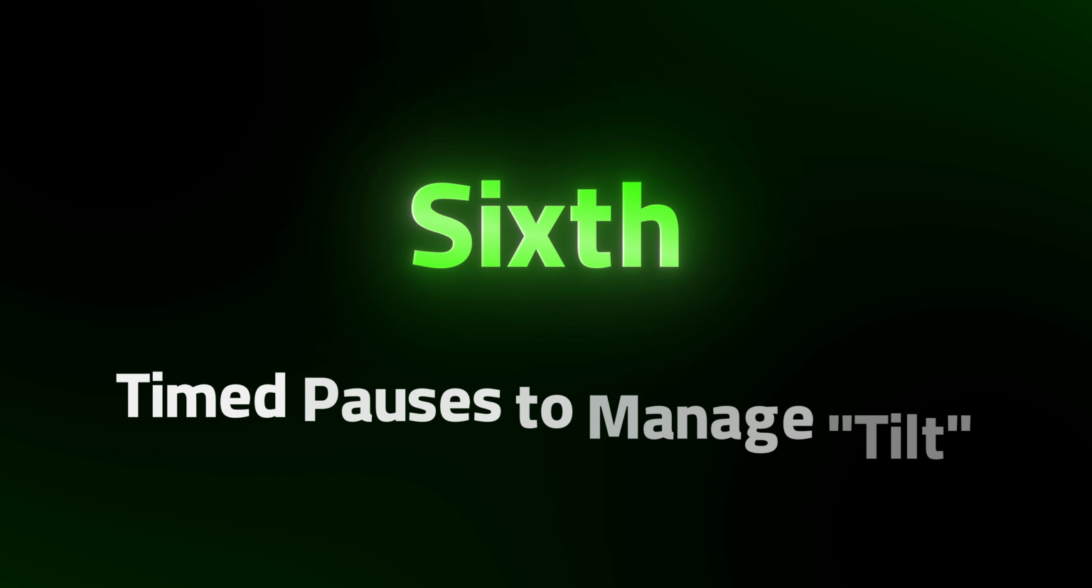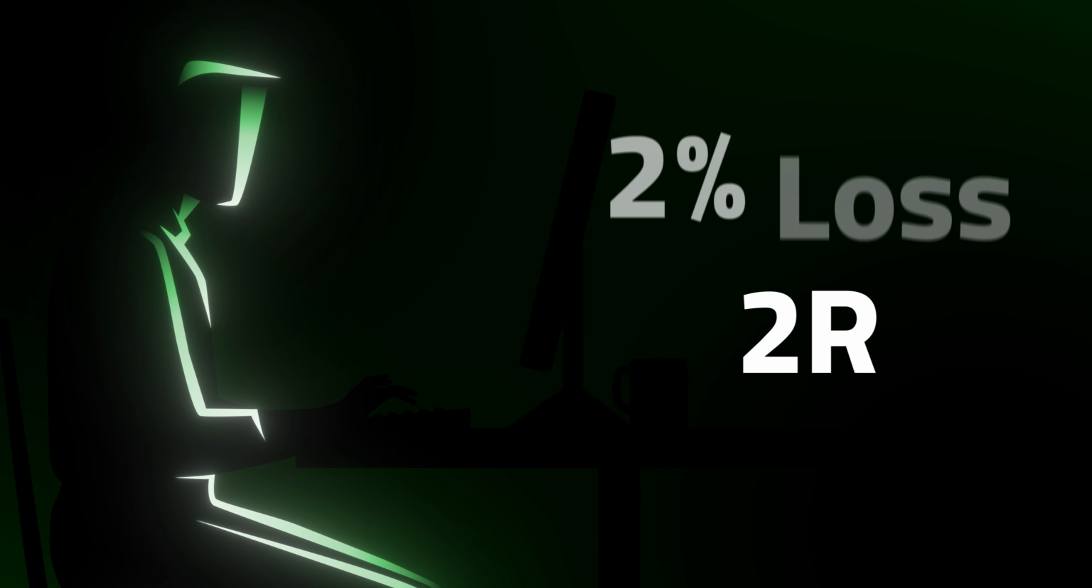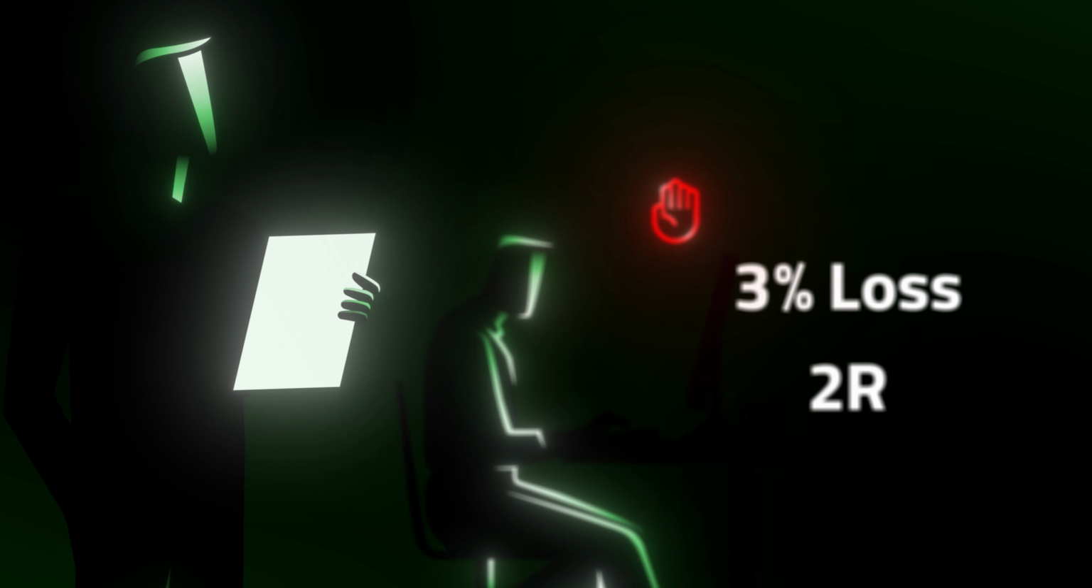Sixth is timed pauses to manage your tilt. The daily rule is if you're down 2R or 3%, stop trading and review. Your weekly rule is if you're down 5%, stop until the week's end and focus on reviewing and practice. Survival matters more than winning it back today.